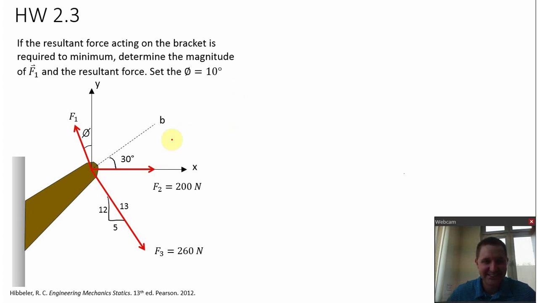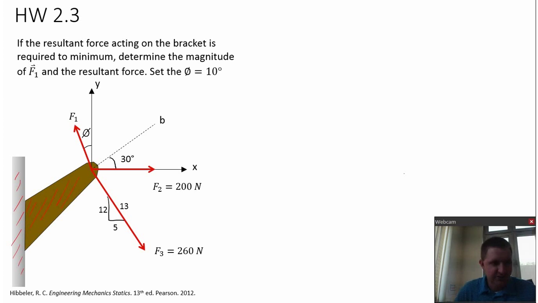Alright, hey guys, it's Coach Carroll here with a tutorial video over 2D vector addition. We're going to look at this example problem today. In this example problem, you have a bracket that is fixed to the wall, and you have three forces pulling on this bracket.